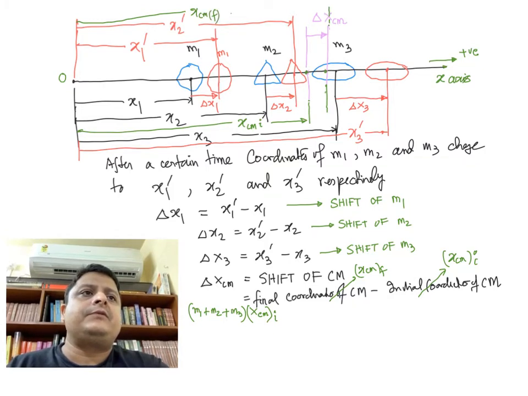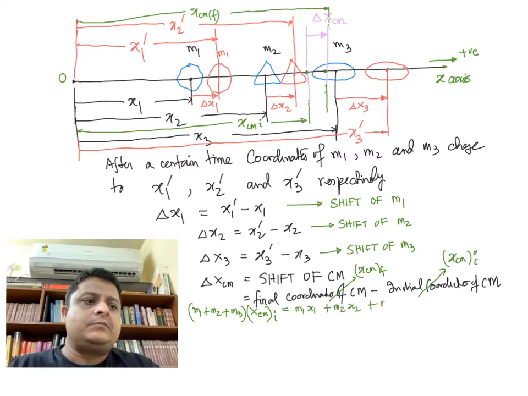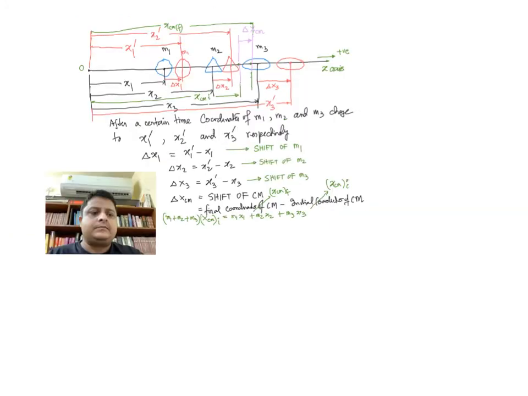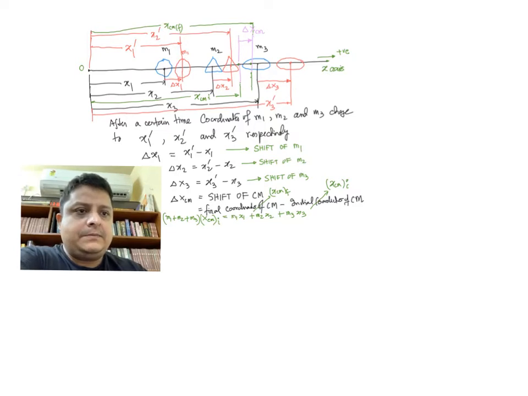xcm f for the final coordinate of the cm. So that is equal to m1 x1 plus m2 x2 plus m3 x3, and also see in this situation. Okay, so here also let's get back to it.